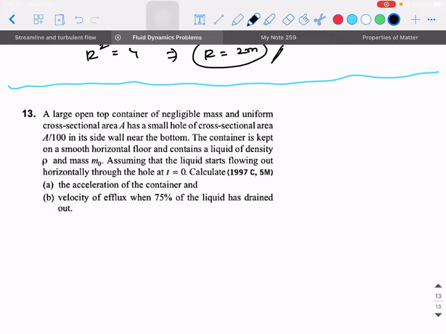So there is a large open top container of negligible mass and uniform cross-sectional area A, which has a small hole of cross-sectional area A by 100 in its side wall near the bottom. The container is kept on a smooth horizontal floor and contains a liquid of density rho and mass m0. Assuming that the liquid starts flowing out horizontally through the hole at t equal to 0, the acceleration of the container is how much?